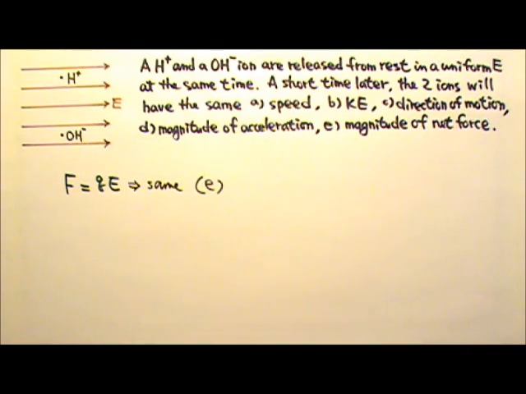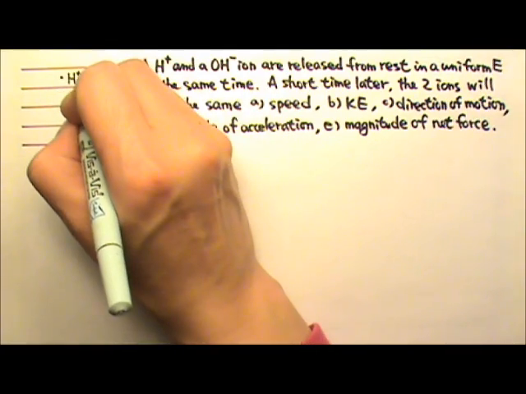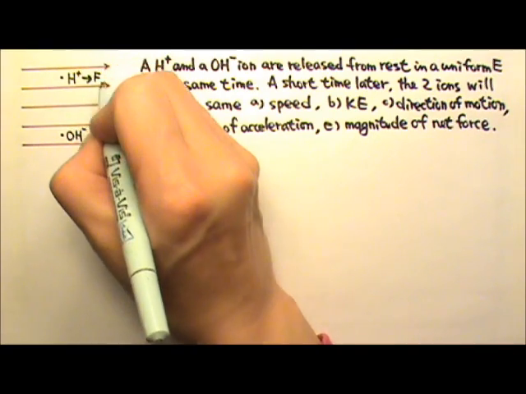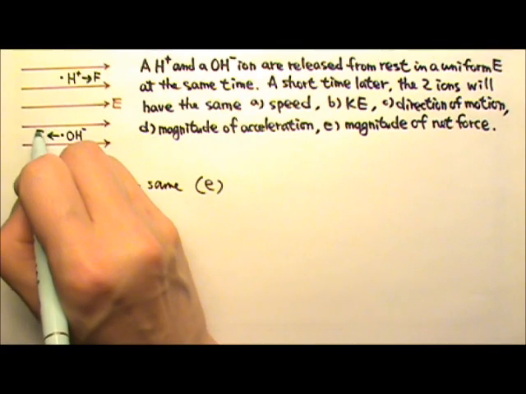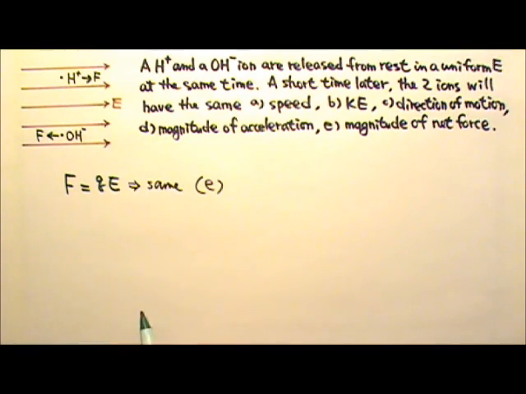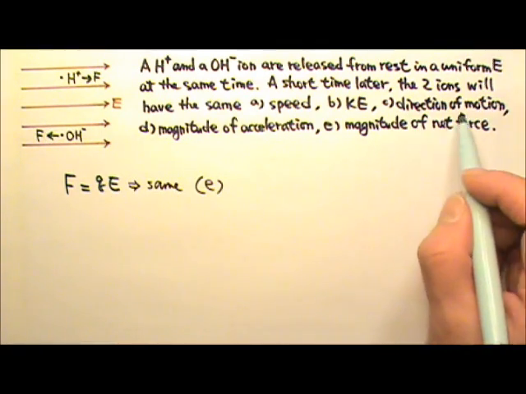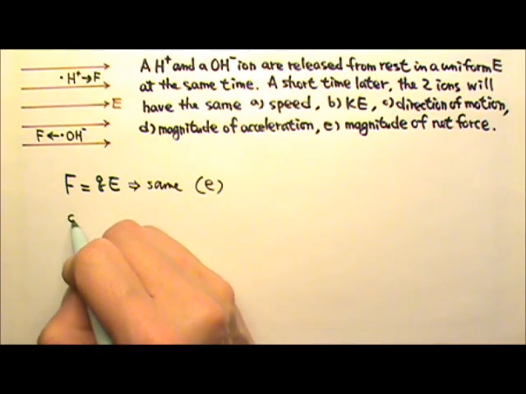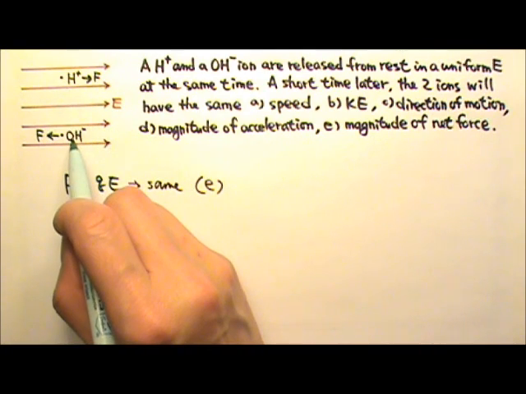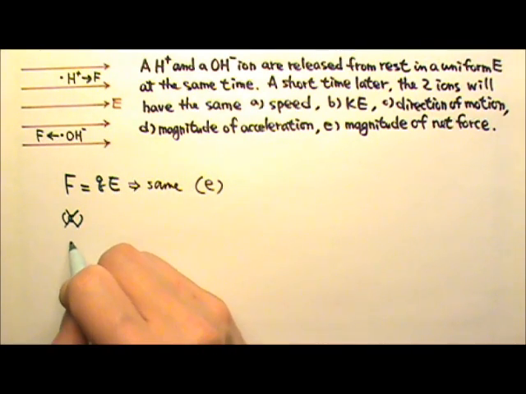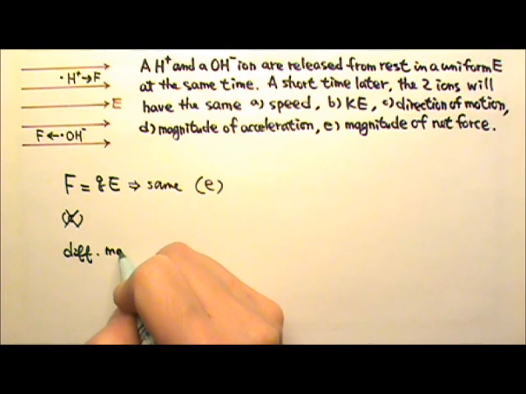Now let's look at the other choices. The ions do experience the same amount of force, but the forces are in opposite directions. The force on the positive charge goes to the right, same direction as the electric field. The force on the negative charge goes to the left, opposite direction compared to the direction of the electric field. So the direction of motion would be different. So C is wrong.